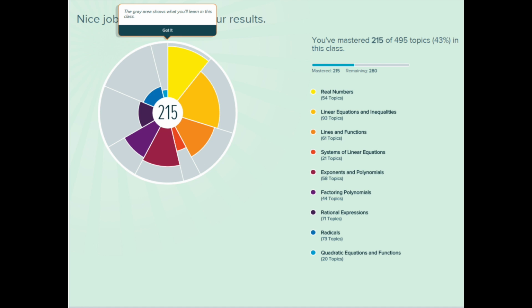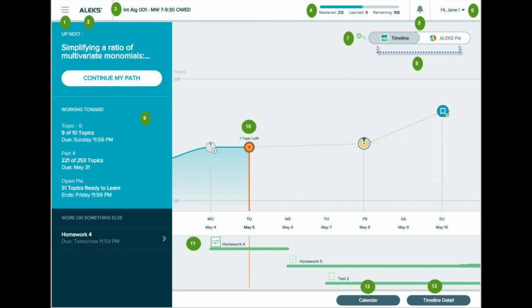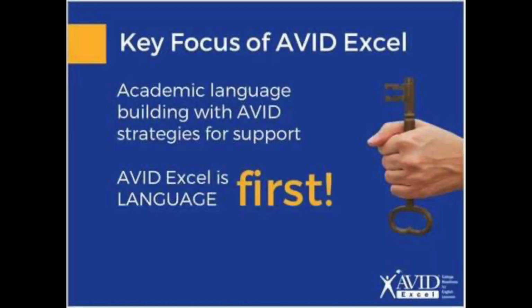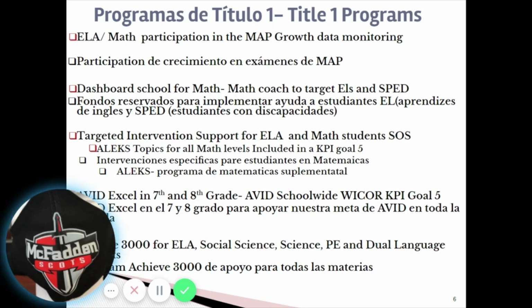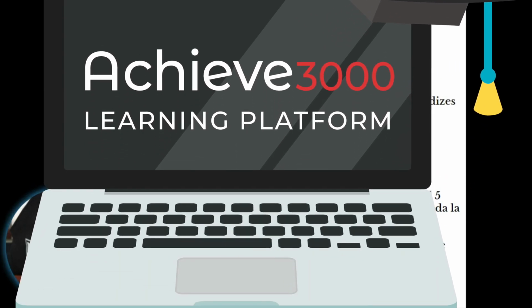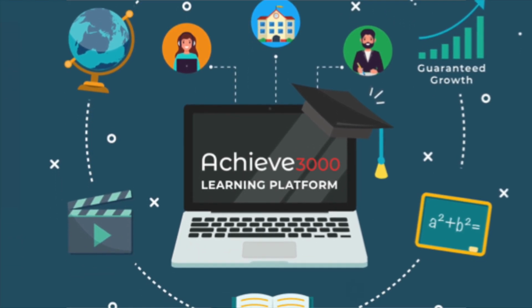One of those programs we have is our ALEX program for math and all the topics they are expected to do, which includes math levels and KPI Goal 5. Also, our participation in AVID Excel in the 7th and 8th grade, AVID school-wide, and our WICOR strategies. We have also now implemented Achieve 3000 for English language arts, social sciences, physical education, and our dual language programs.